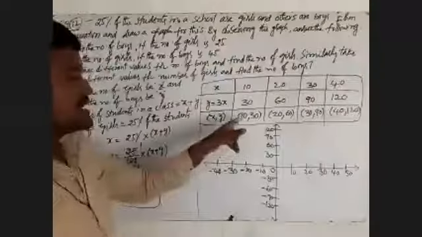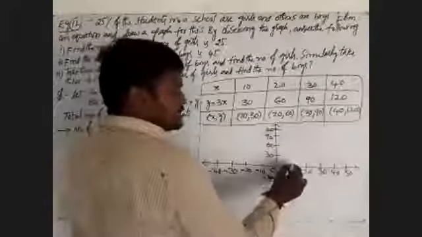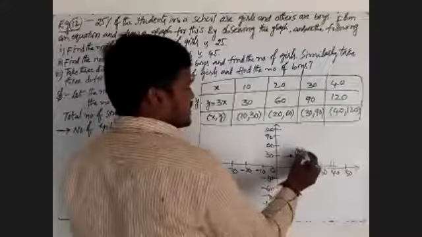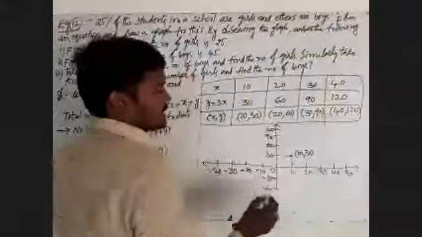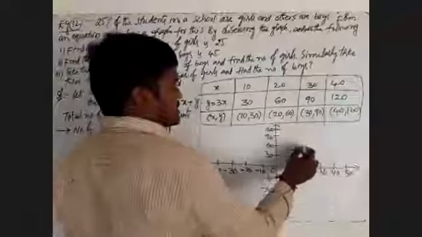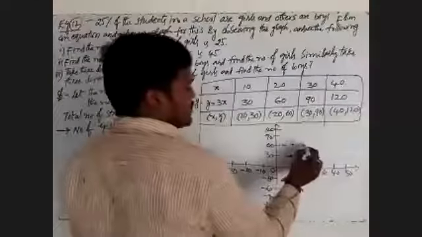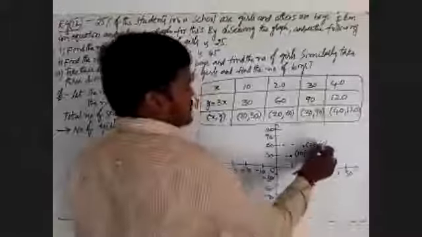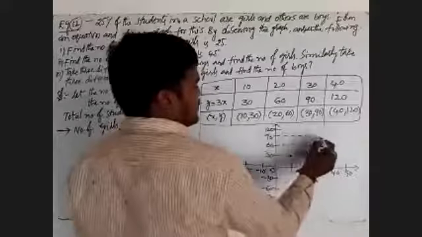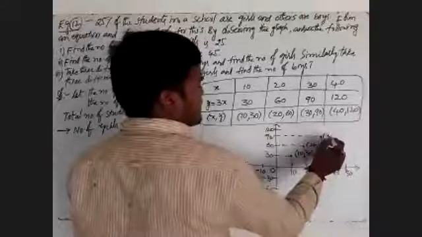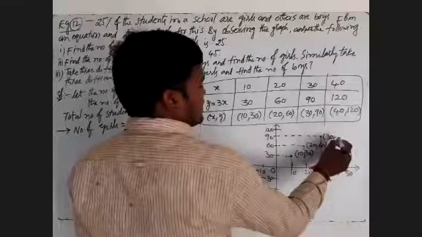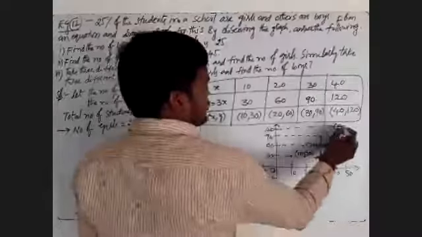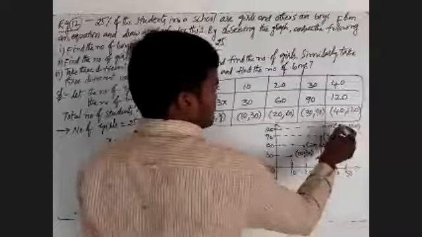The first point is 10 comma 30. On the x coordinate we take 10, on the y coordinate we take 30. That is the point 10 comma 30. Next we take the point 20 comma 60. Then we take the point 30 comma 90. After that we take the point 40 comma 120. Join all the points.